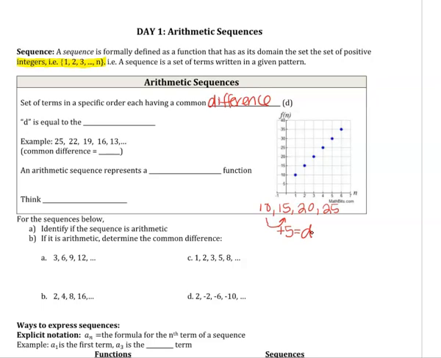Now, from a graphic standpoint, if you look at this, it has a linear pattern to it. So this 5 is coming from the fact that for each one increase, we were raising 5. So if I'm rising 5 and running 1, that should look familiar. That's the same thing as a slope.